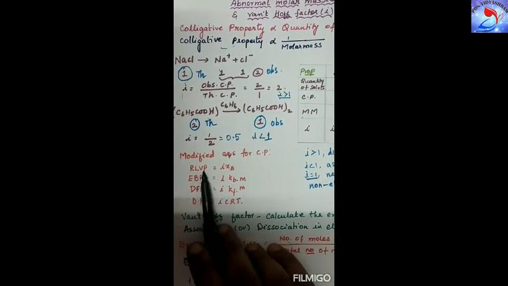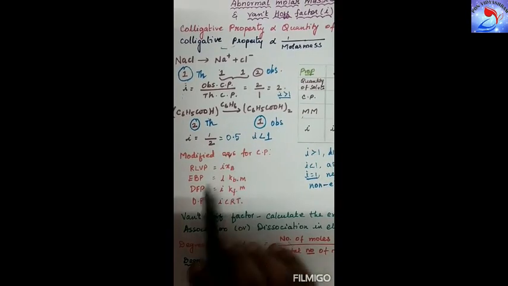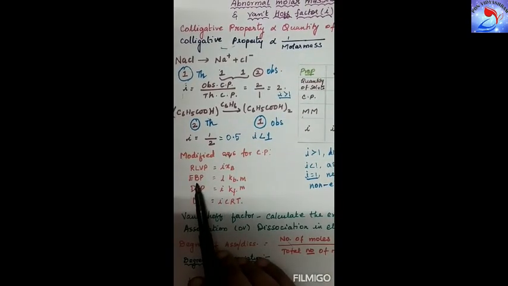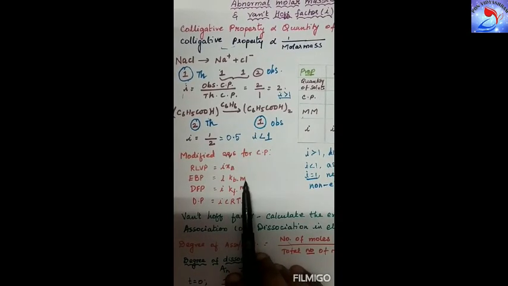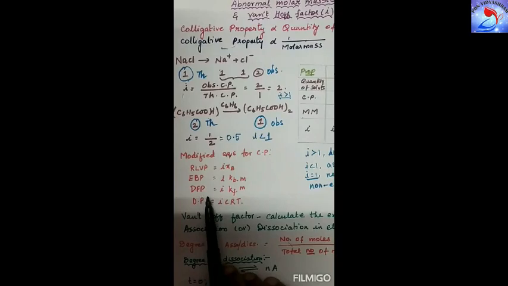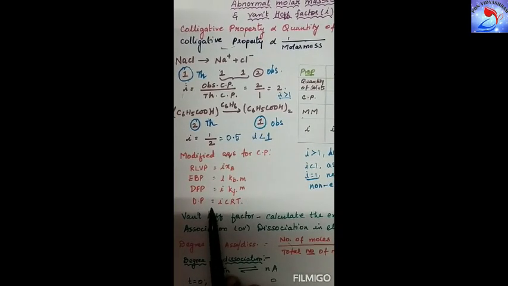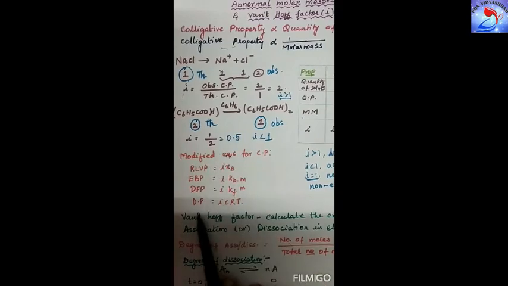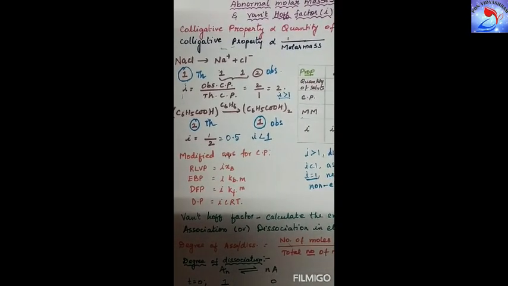So relative lowering of vapor pressure is equated to i into Xb. Similarly, elevation of boiling point is equated to i into Kb into m. Depression of freezing point is equal to i into Kf into m. And osmotic pressure is equal to i into C into R into T. So these are the modified equations for colligative properties after introducing the Van 't Hoff factor.